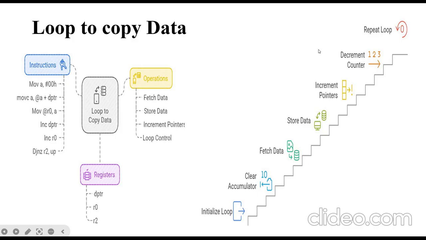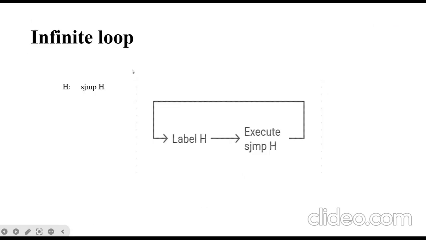Next is the infinite loop, that is the last step. This instruction will cause the program to jump back to the label h, effectively creating an infinite loop. It is often used to halt the program after the data copying is complete.